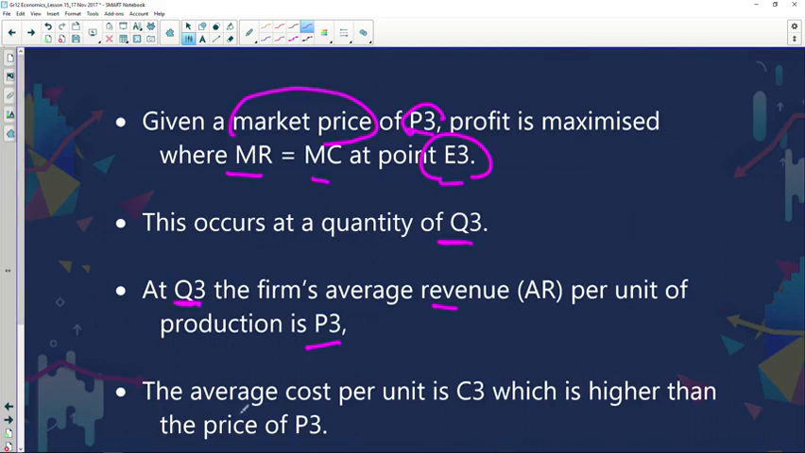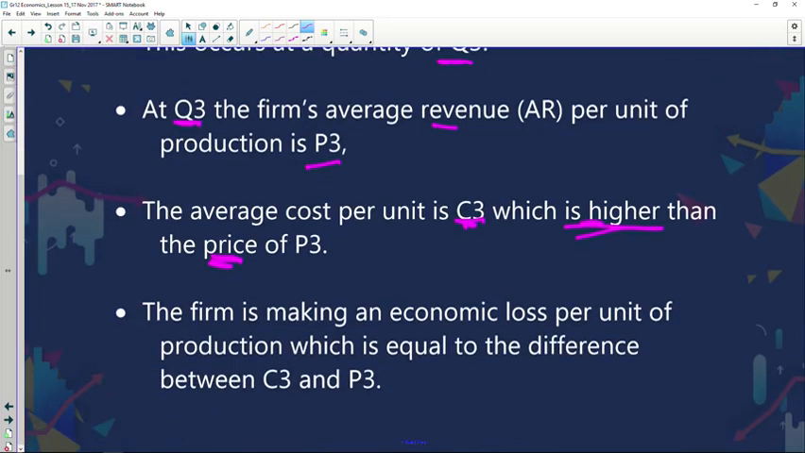So the average cost per unit is C3, which is higher than the price of P3, and that will result in an economic loss. So the firm is making an economic loss per unit of production, which is equal to the difference between C3 and P3.